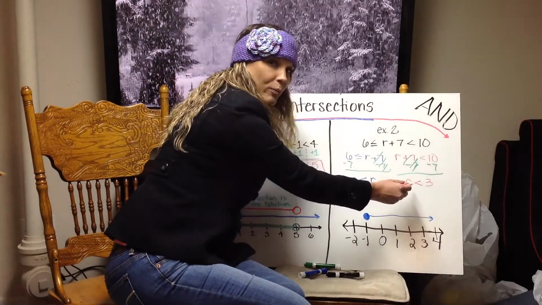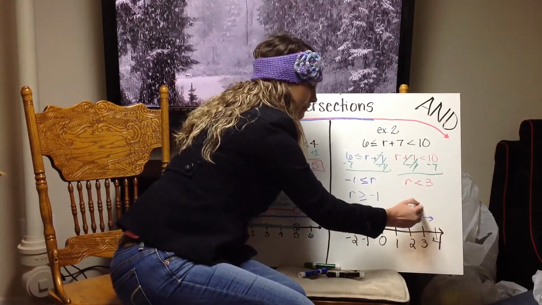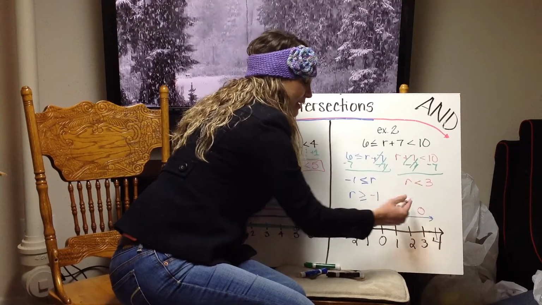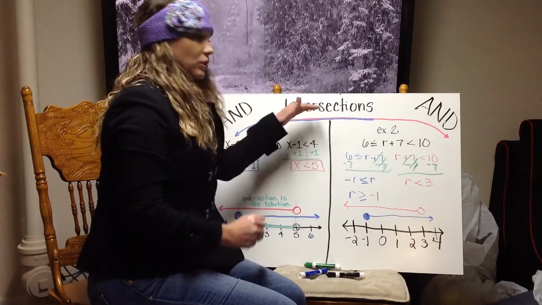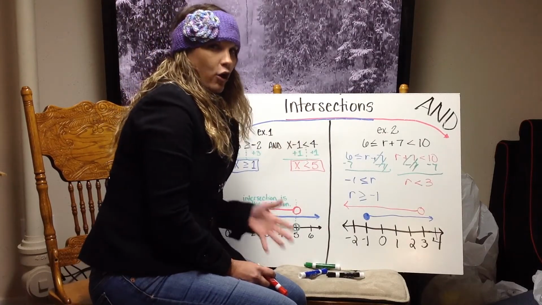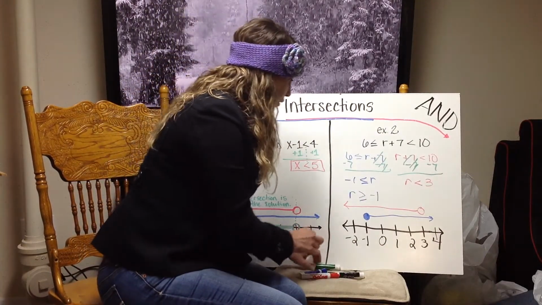This one will be an open circle because there is no equal sign. So open circle on the 3, and it's pointing to the left, all of the numbers less than 3. Again, we're looking for the intersection. Where do they overlap? So right here, we're going to go ahead.